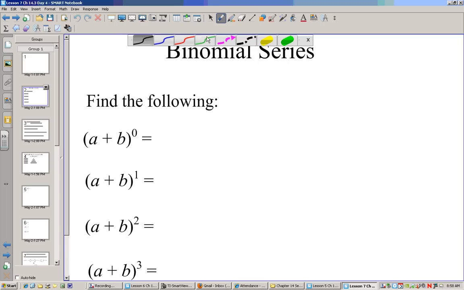Hello, today we're going to look at binomial series. Some of this will look a little familiar from our probability unit. A plus b to the 0 power represents 1. A plus b to the first power is just 1a plus 1b.